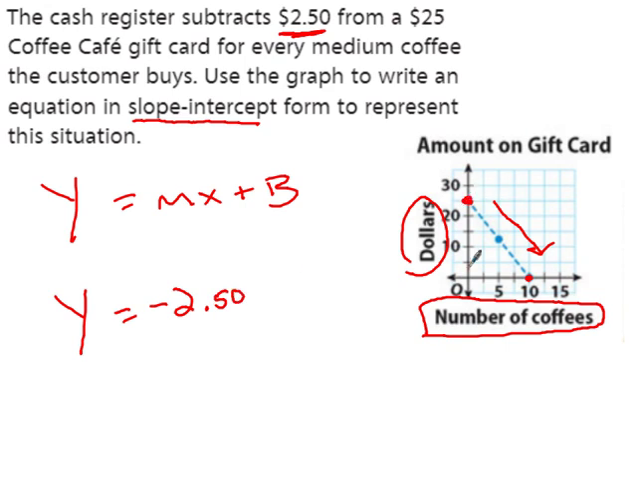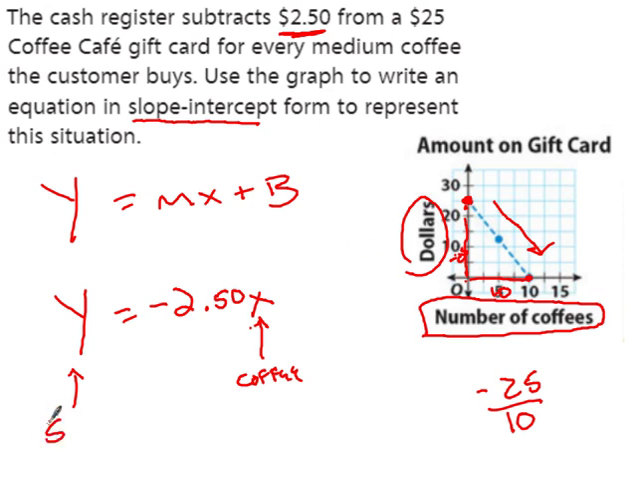I know I'm going from 25 to 0, so my rise is negative 25. If I'm counting my rise and my run from here to here, I'm going down 25. And it looks like I'm going over 10. If I do negative 25 divided by 10, I will get negative 2.5 or $2.50. So there's my rate of change, and that's for each cup of coffee. Okay, so this is coffee cups. My y represents dollars. We already figured that out, how much money I actually have. And then my starting fee is I started off with a $25 gift card. And so there's my initial amount.